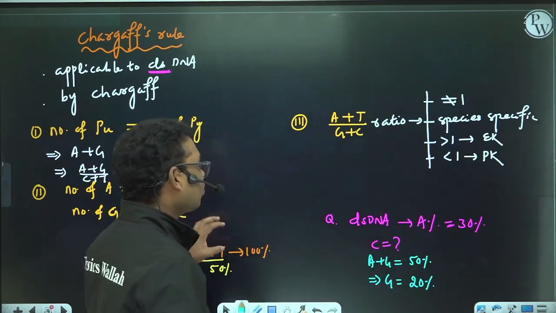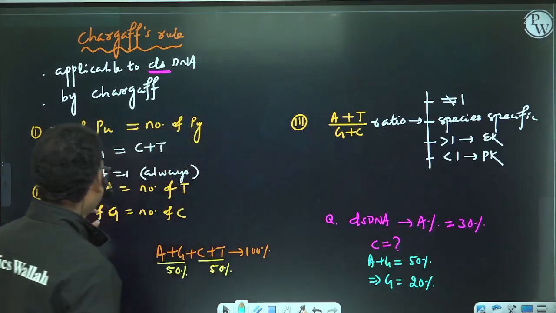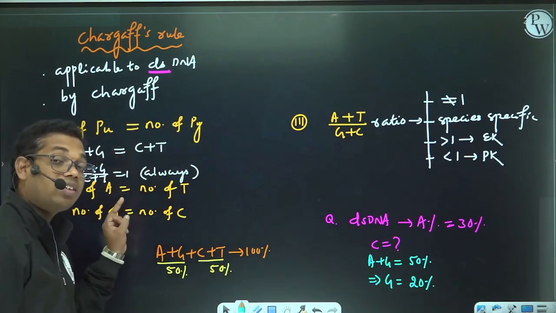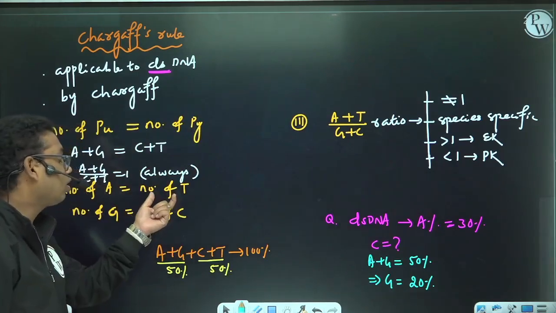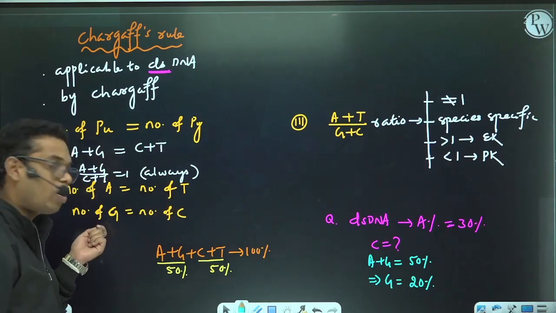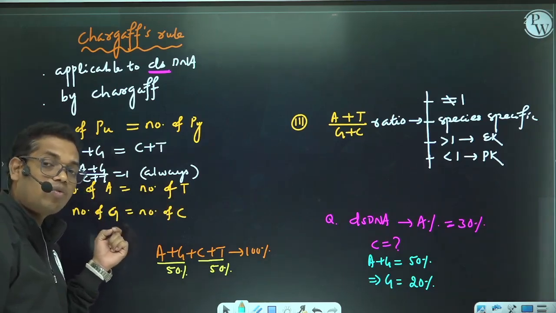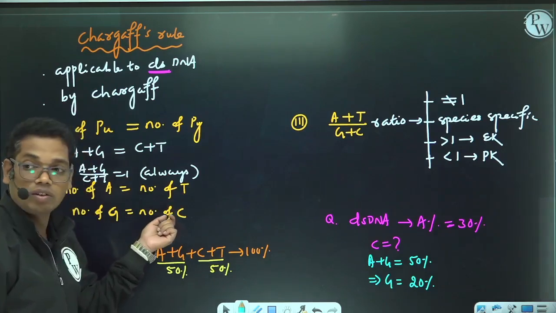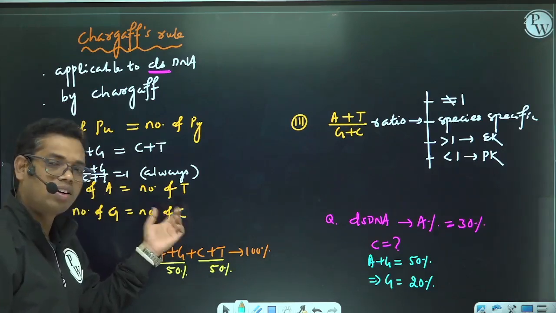And Chargaff said that the amount of adenine present in a double-stranded DNA will always be equal to the amount of thymine, and the amount of guanine in a double-stranded DNA will always be equal to the amount of cytosine present in a double-stranded DNA.